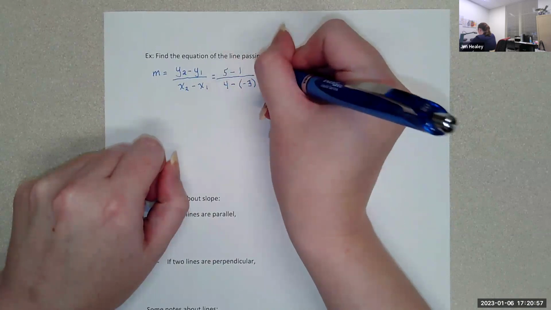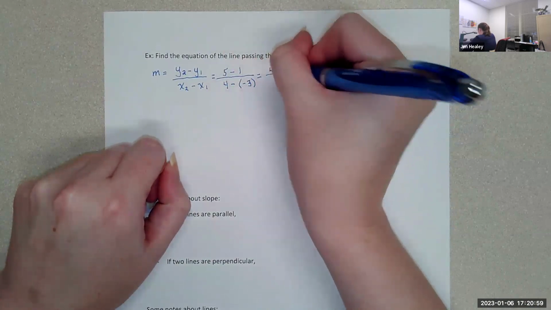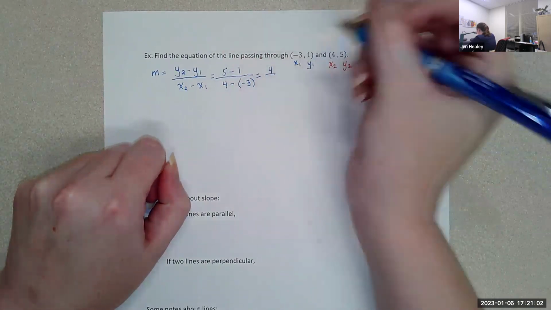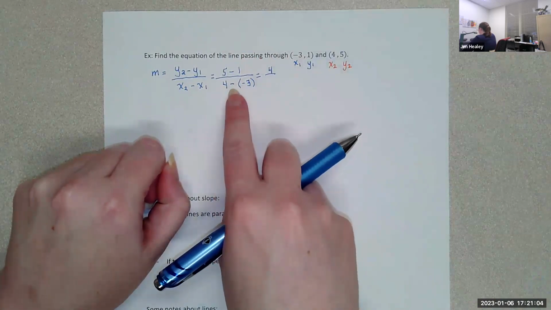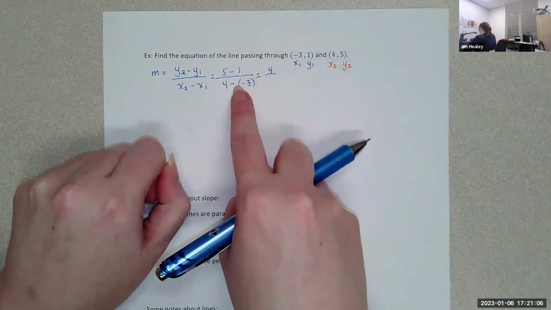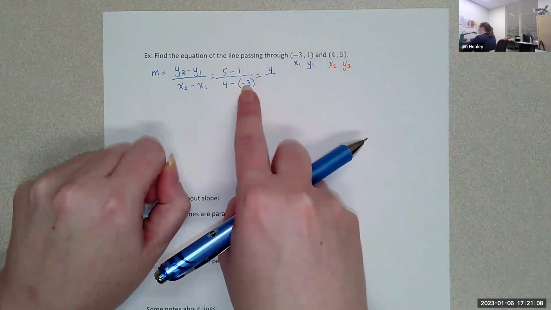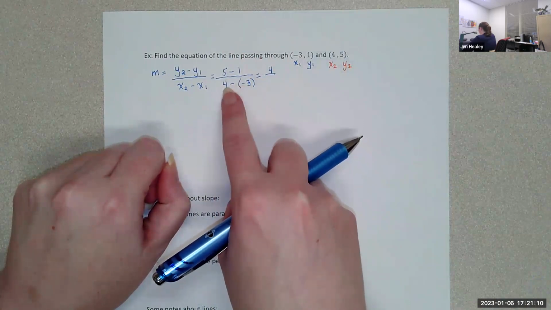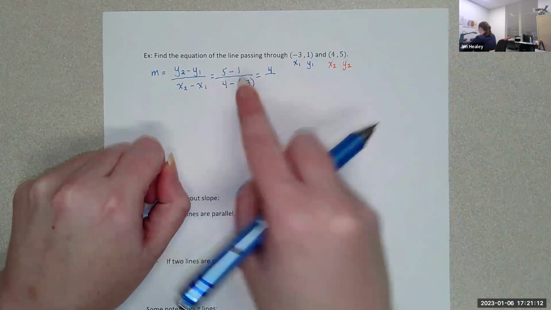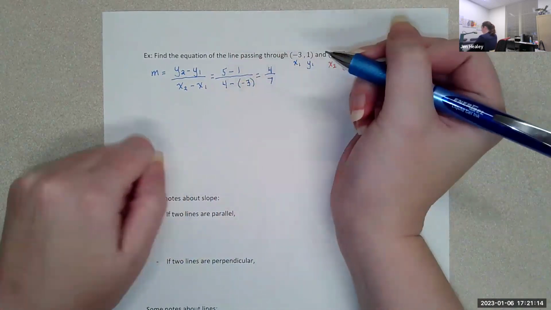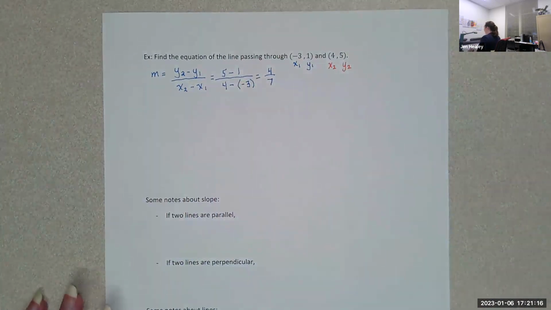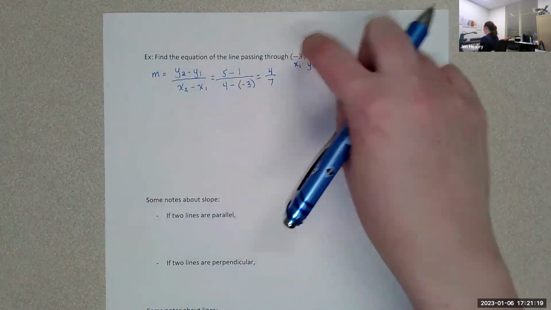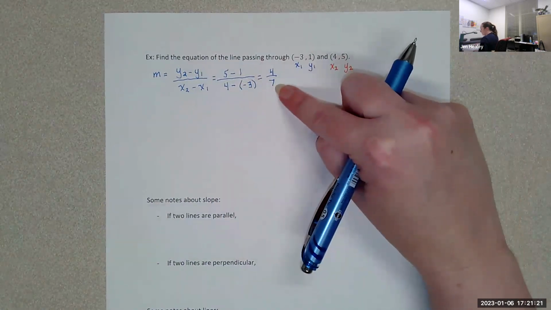So in the numerator, we have 5 minus 1, which is just 4. And in the bottom, our denominator, you have 4 minus a negative 3. And when you have two negative signs right next to each other, that becomes a positive. So this is going to become 4 plus 3, which is 7. So the slope of this line that's passing between these 2 points is 4/7.